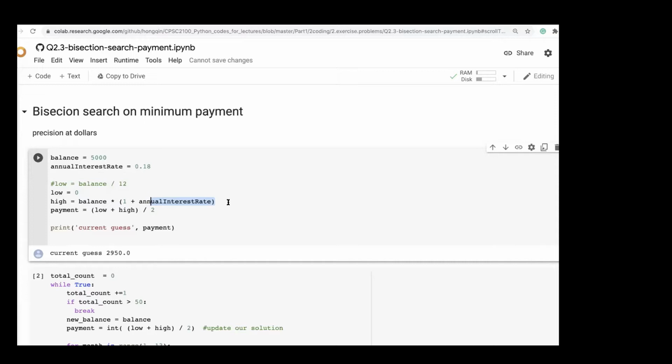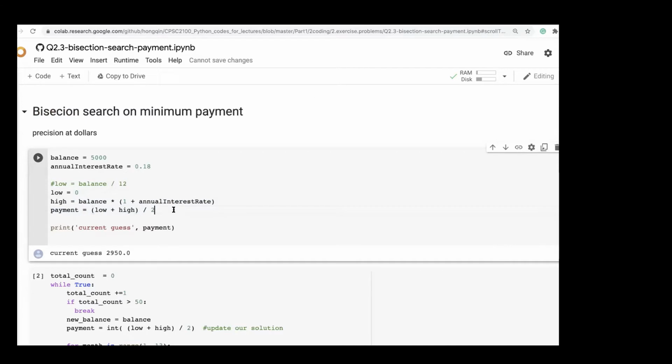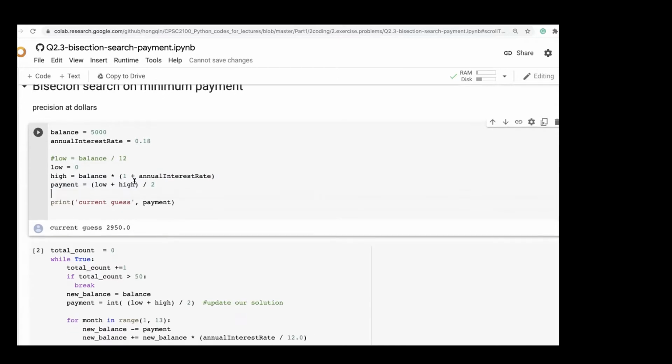And then we want to find the minimal payment. So let's first look at the definition of bisection search. We look for the middle ground, and first start with the middle. And again, we have the balance of 5,000 and annual interest rate of 0.18, that way for easy grading. So, okay, that's the starting point.